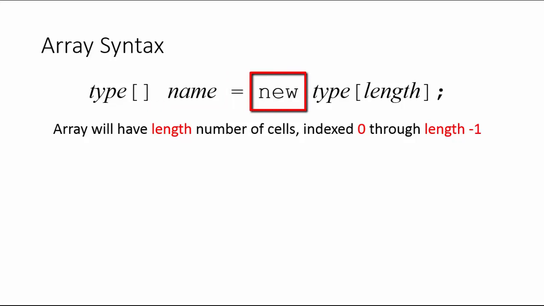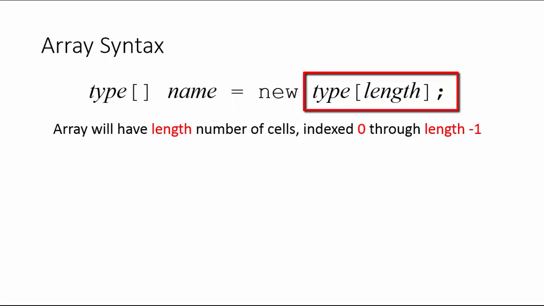The new command is used to create the array object, followed by the type of the array, an open square bracket, the number of cells the array will contain, and the closed square bracket. The array will have length number of cells indexed 0 through length minus 1. The cells of the array will get a default value depending on the array type. Cells of int arrays get 0 and arrays of objects get null. The default values are the same as regular variables.